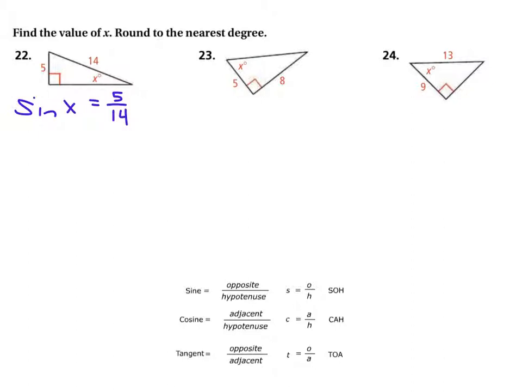That's the setup. So now what we do is we say inverse sine, which is written like this, of the ratio that we had equals, and we'll find out what the angle is. Okay, that's how you find the angle. First, set it up. Sine of those degrees is that ratio.